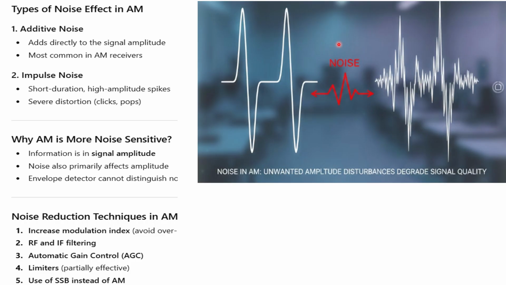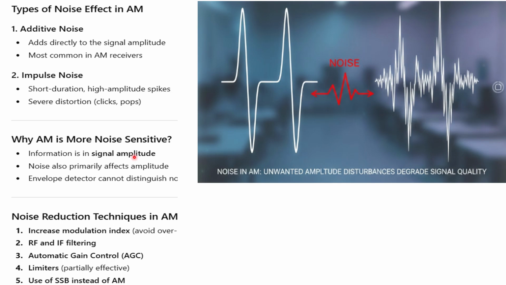That is why we have to study the effect of noise in amplitude modulation. What type of noise? Primarily additive noise, which adds directly to the signal amplitude, most common in an amplitude modulation receiver. Then impulsive noise, which is short duration, high amplitude spikes, causing severe distortions. So these are the noises. Additive white Gaussian noise is also one of the famous noises.